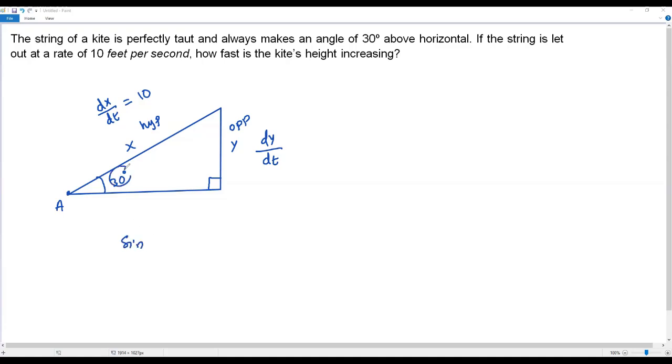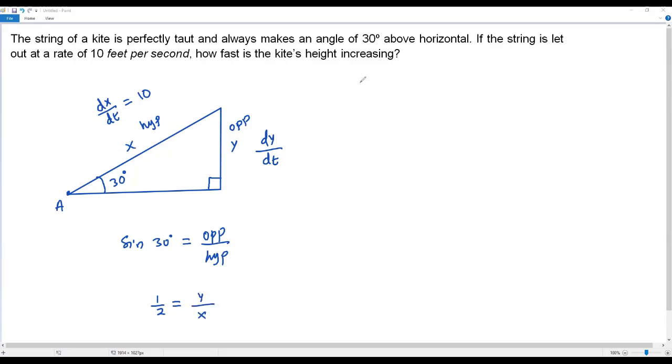Instead of theta, we have the angle measure 30 degrees. And please remember, this is fixed, it will never change because the question says it always makes an angle of 30 degrees. So sine 30 degrees equals opposite side over hypotenuse. Either from the trigonometric ratio table or unit circle, we can get the value of sine 30 degrees. So that is 1 half equals, and the opposite side is y divided by the hypotenuse x.